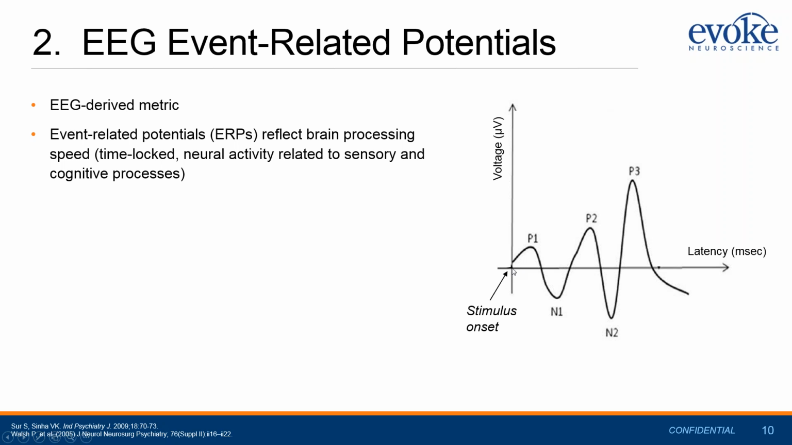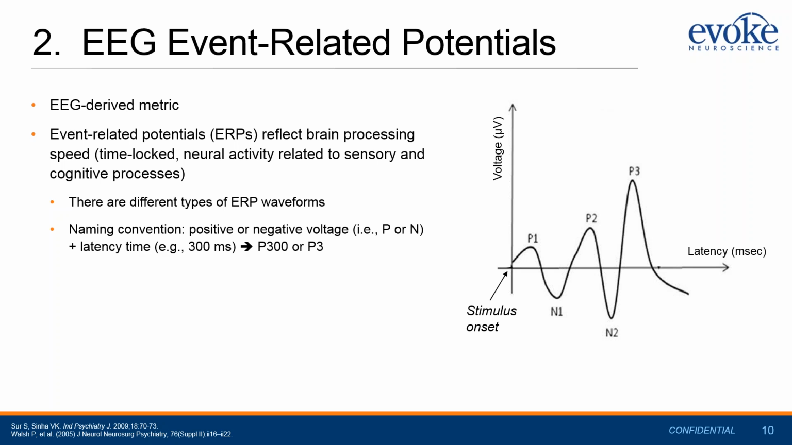And here we have the stimulus onset, and then we see this very clear waveform with different labels on peaks and valleys. That's because there are different components to our overall ERP waveform. Now, the naming convention for these components is either a positive or negative voltage, so P or N, and then the latency time where this component usually occurs. So N1 is around 100 milliseconds, all the way through P3, which is a positive voltage around 300 milliseconds.